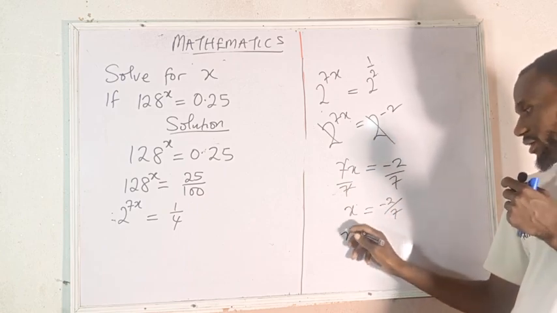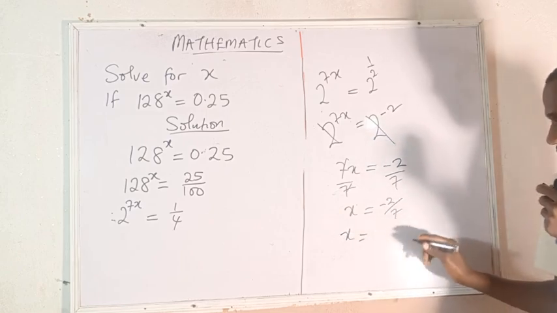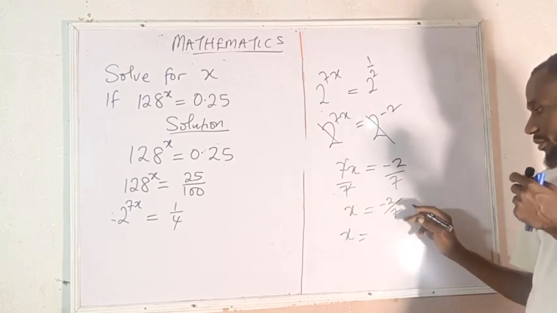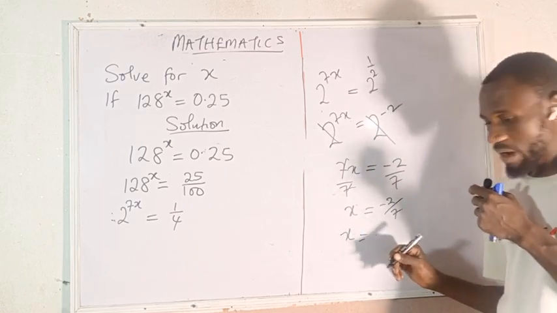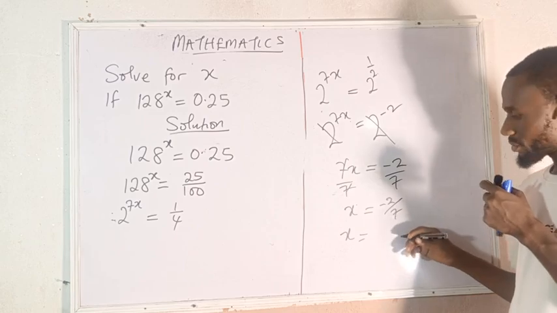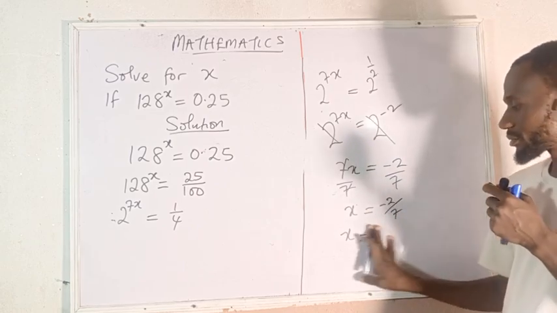Or we can say x is equal to, what we have is 7. That is, the final answer is minus 2 over 7.